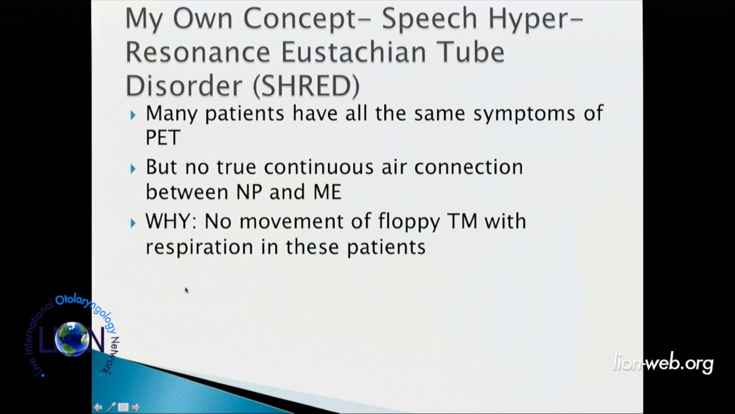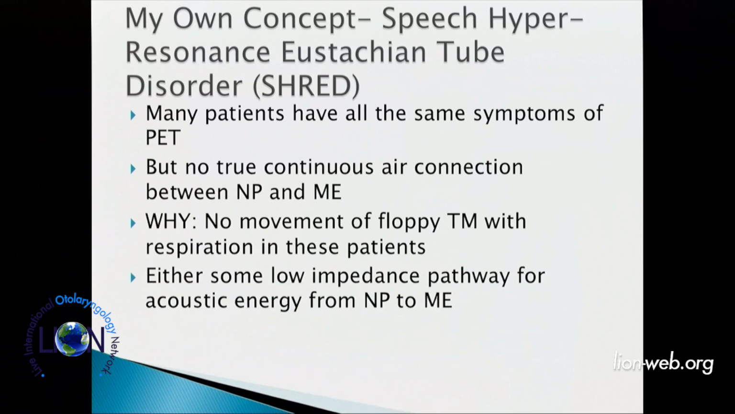And why do I say that? Because if there was a connection between the nasopharynx and the middle ear, then the eardrum would move with respiration because it's very floppy. And it's a very good pressure sensor because it's so floppy. But this patient's eardrum does not move, but they have all the symptoms of patulous eustachian tube. They have their voice echoing, drives them nuts, they hear their respiration, etc.